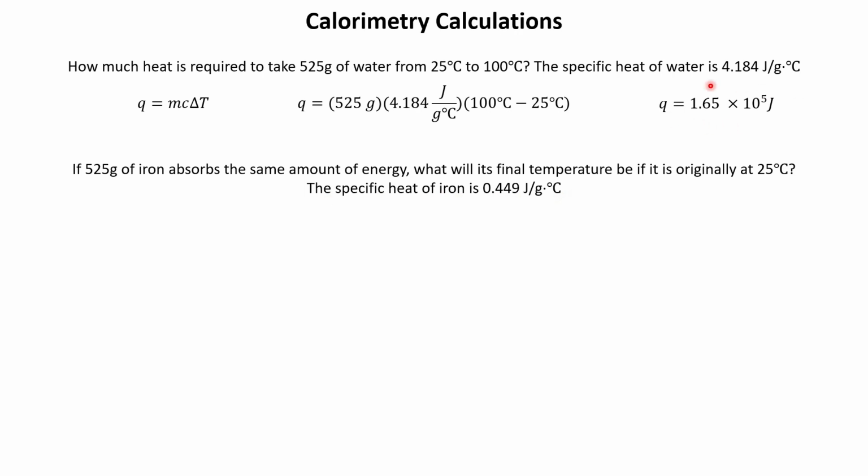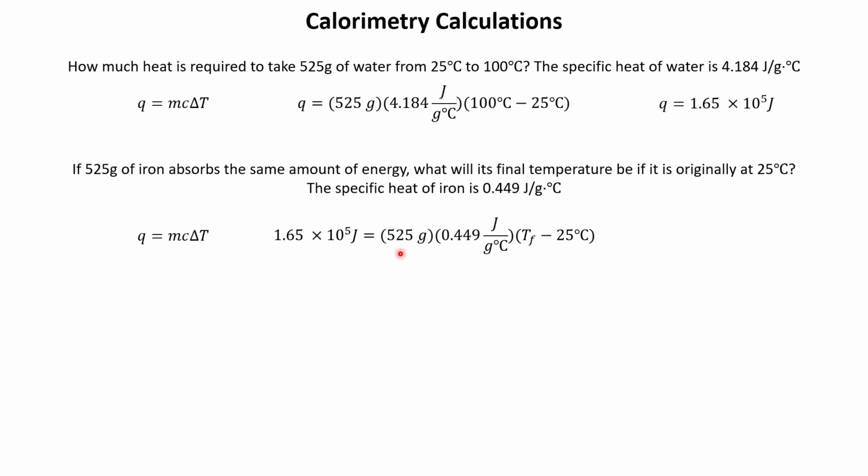Okay, so it took us 1.65 times 10 to the 5th joules to heat up this 525 grams of water. And if we take that same energy and we plug it into iron, do we get to 100 degrees Celsius or do we get higher or lower? Let's find out. Again, we're still using Q equals mcΔT here, but this time we know our Q. So our Q is what we calculated in the above problem.